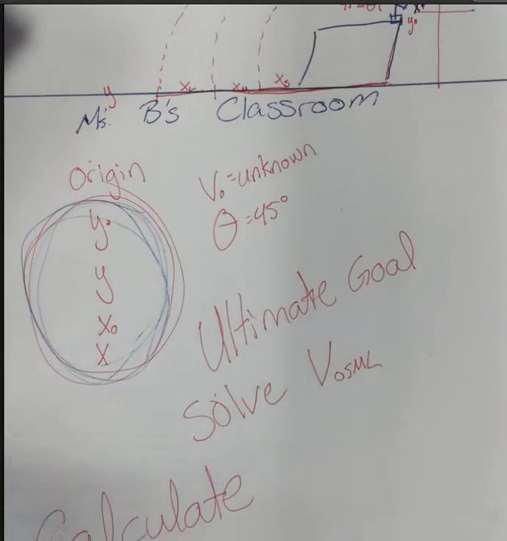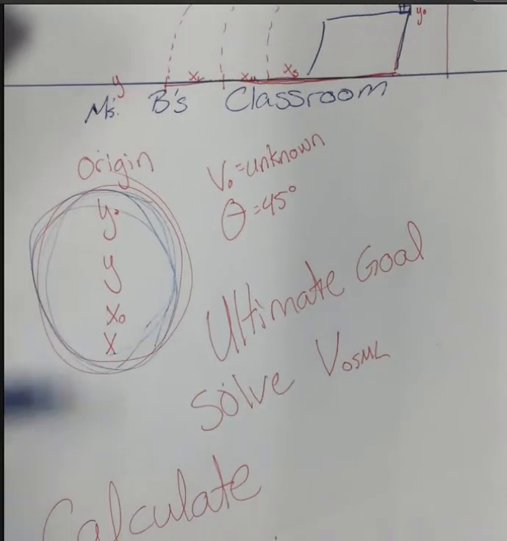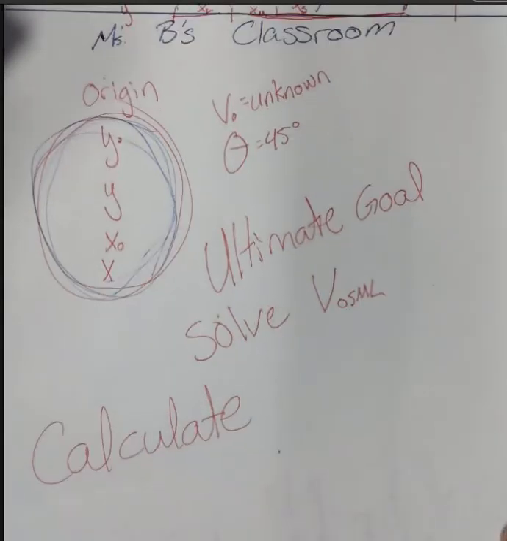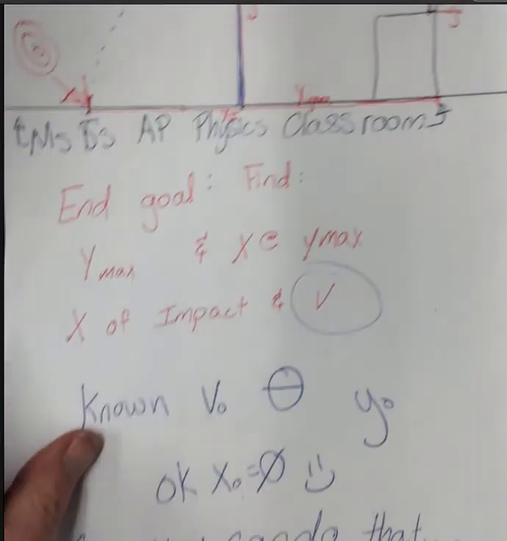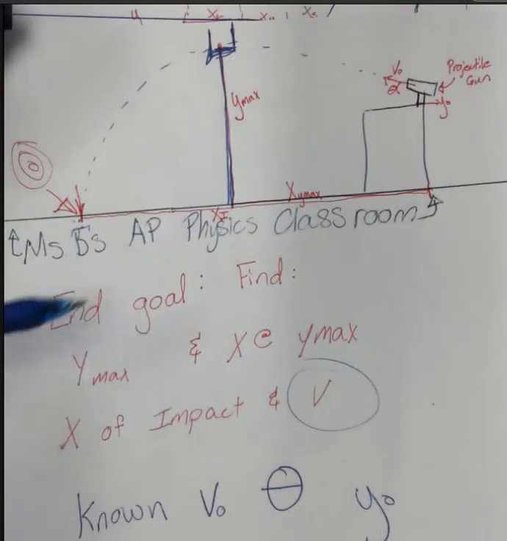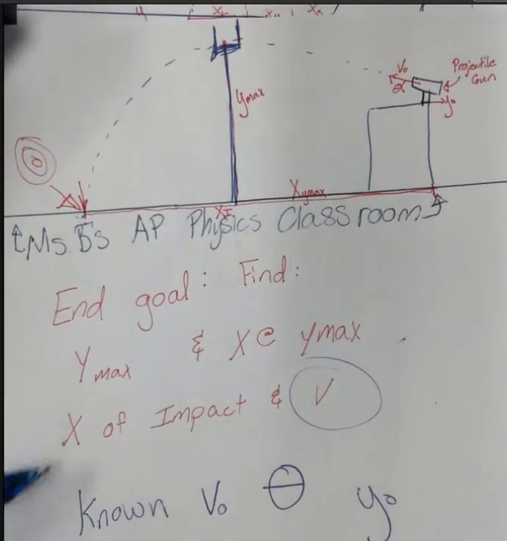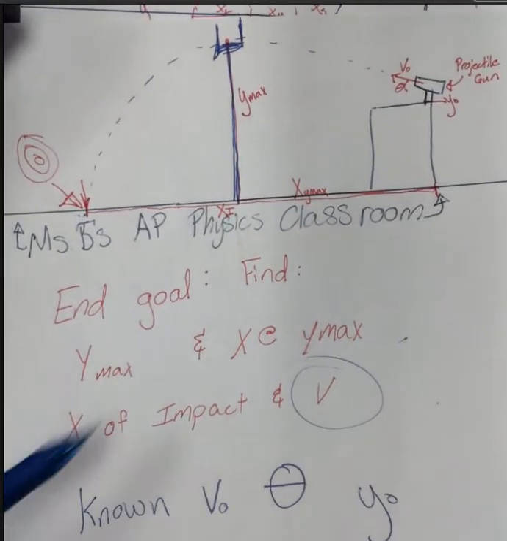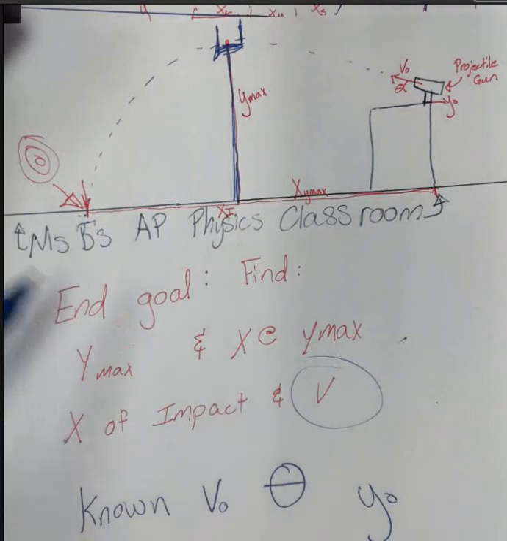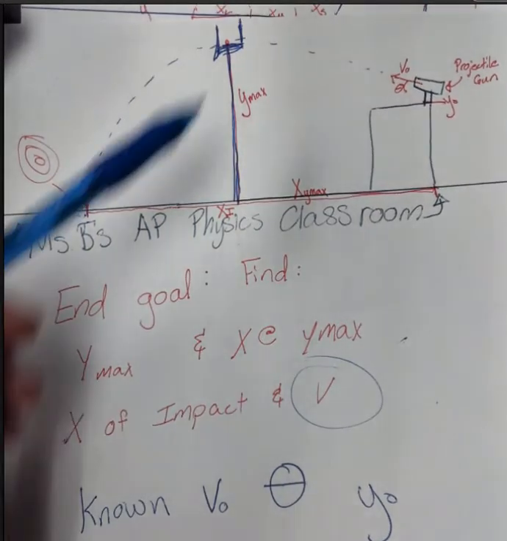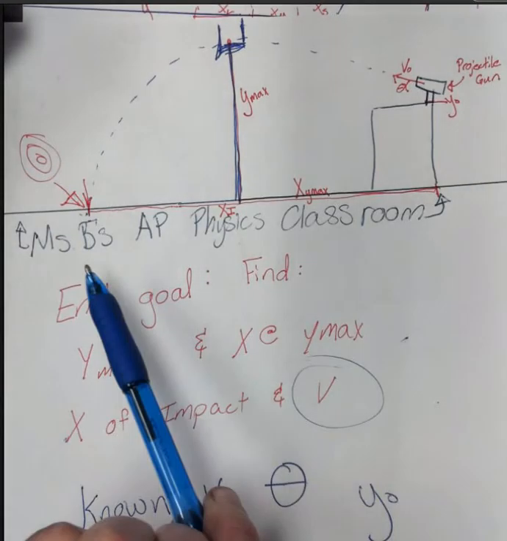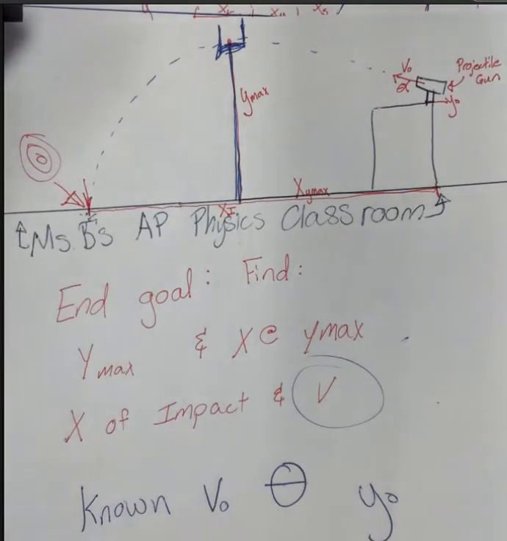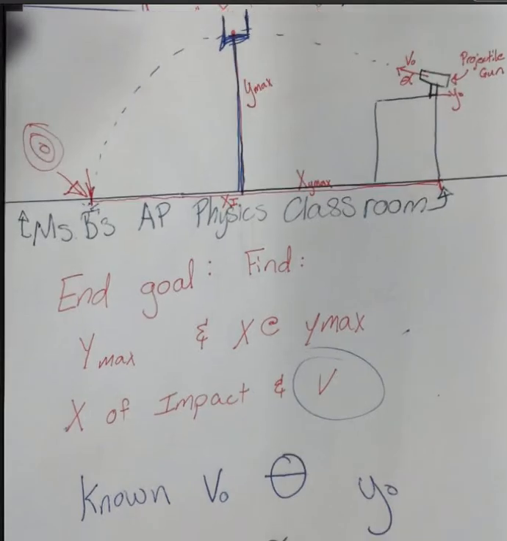You are going to need to calculate it using these values, because once you have that calculated, you're going to need to spend the rest of your time on Tuesday calculating your end goal pieces. The y max, the x at y max, the x of impact, and the velocity of impact. Because on Thursday, when I do the launch for you, you're going to need to have your goalpost set up so that it passes over the goalpost and lands on the target. If it does not, you do not complete this lab.